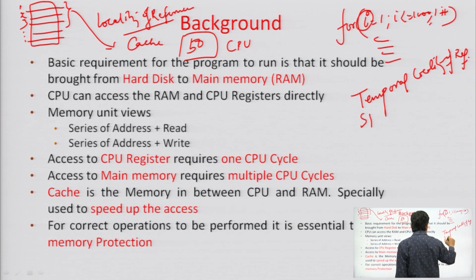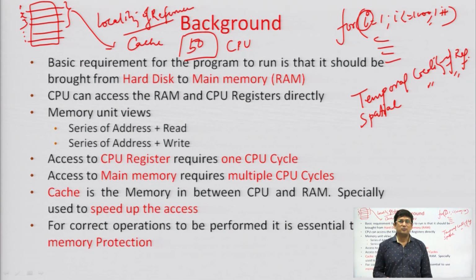So, one is the spatial locality of reference, wherein the nearby code may be used in the future, and the temporal locality of reference means that one instruction is being used multiple times in the same program or the process.